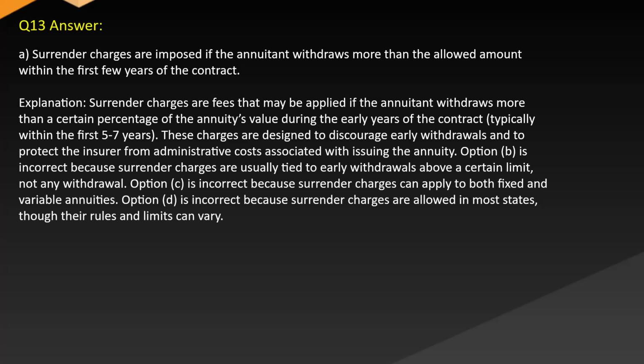Option B is incorrect because surrender charges are usually tied to early withdrawals above a certain limit, not any withdrawal. Option C is incorrect because surrender charges can apply to both fixed and variable annuities. Option D is incorrect because surrender charges are allowed in most states, though their rules and limits can vary.